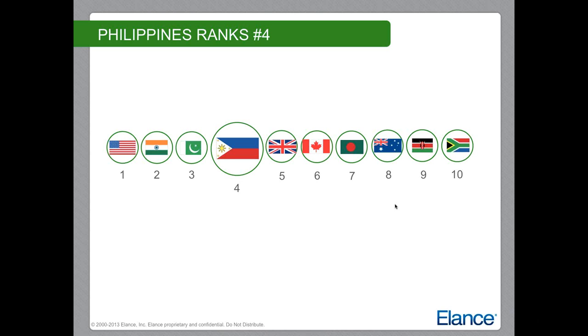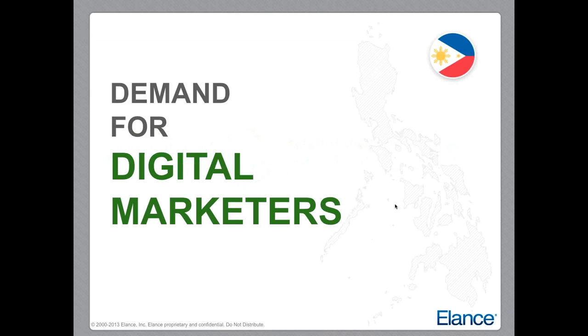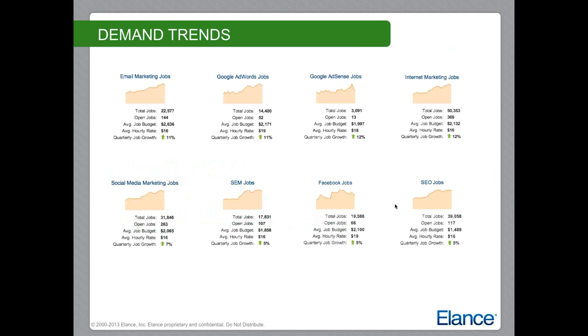Let's look a little bit into the demand for digital marketeers in general on our platform. These are just some examples that we share publicly through our trends pages. If we look at email marketing jobs, doing email campaigns for clients, there has been a total of 22,500 jobs posted on Elance for the last couple of years within that category of work. The average job budget for fixed price jobs is close to $2,600, and the average hourly rate is $16. And you can see that it is a category of work that is growing quite rapidly, with 11% quarter on quarter growth.